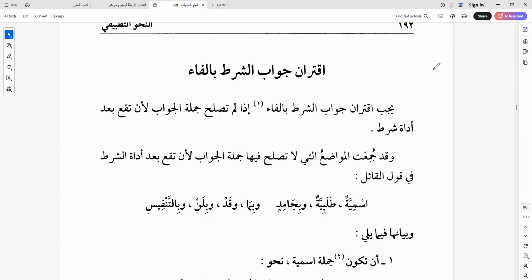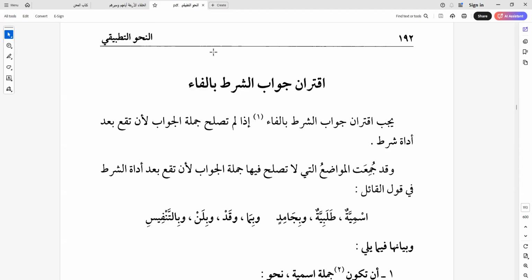This is our new lesson for Nahu at-Tatbiqi after the 2025 Ramadan. So we shall be having it until the next Ramadan. Then we have a break.